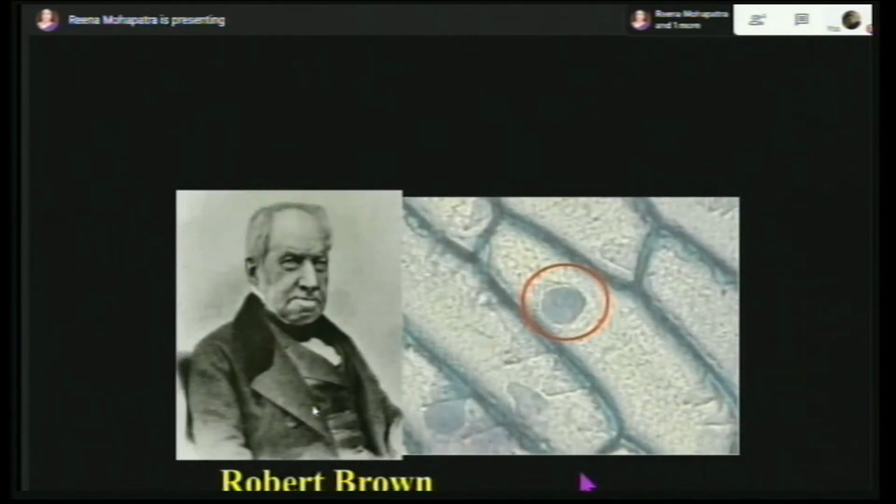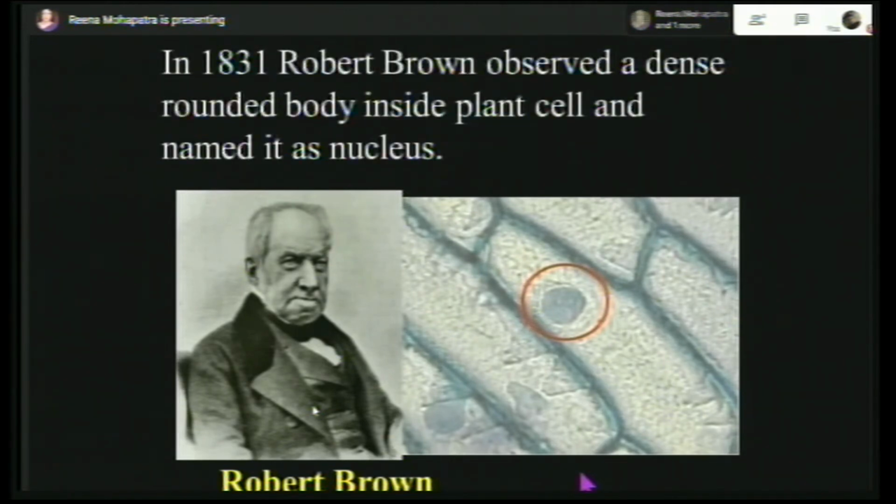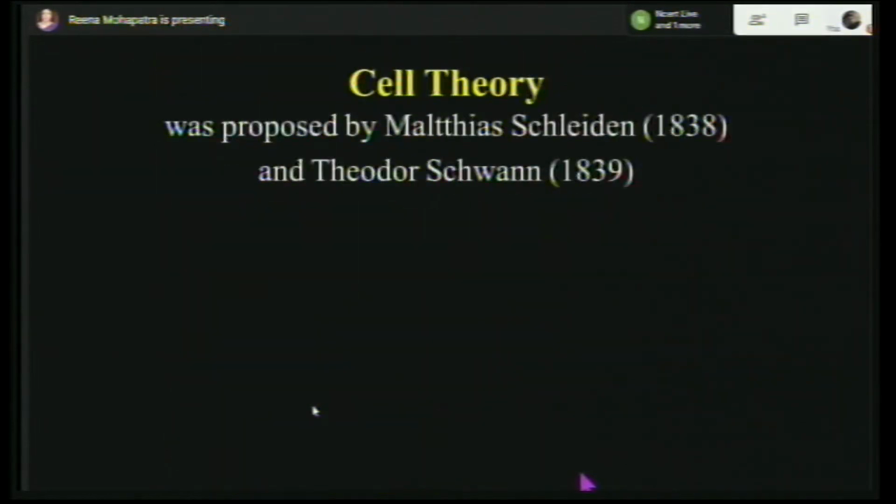Later, after a few years, Robert Brown discovered the nucleus. It was a densely staining structure inside the plant cell, and he called it the nucleus. It was in 1831. So in 1831 he discovered the nucleus, but before that, in 1676, Leeuwenhoek had observed some cells. But see the gap. After Leeuwenhoek, for around 200 years, nothing much had been done with regard to the cell.